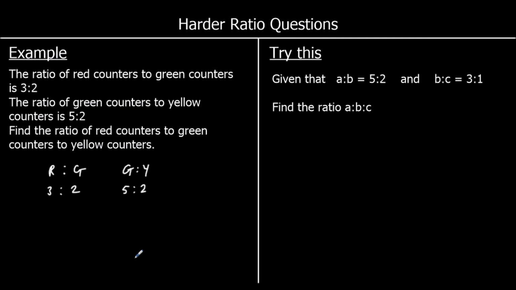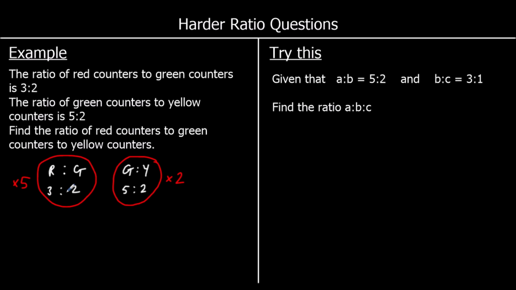So we need to combine these two ratios. And we can see that green is in both of them. So to combine them, we need to make the greens the same number. So I can make both of these 10 if I multiply this ratio by 5 and multiply this ratio by 2. So I'm going to make both of my green parts 10.